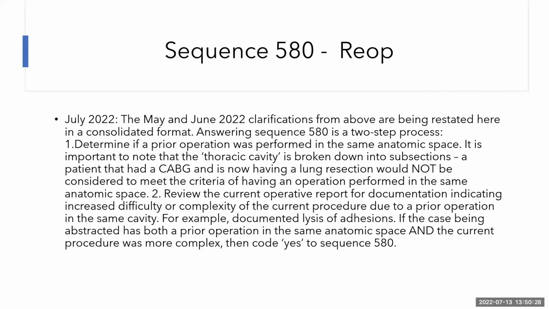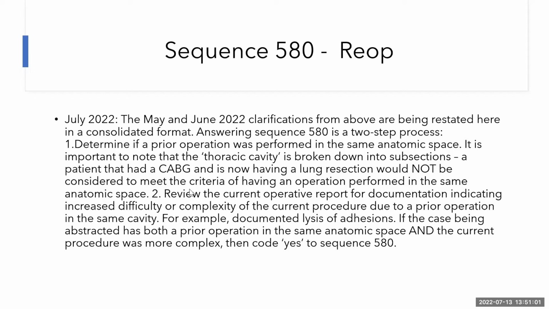If you look in the training manual, there's a colored diagram that's helpful for delineating those different spaces. So first, you'll look at step one, and if you did have a prior operation in the same anatomic space, then you'll move on to step two, which is to review the current operative report for documentation indicating increased difficulty or complexity of the current procedure due to the prior operation in that same cavity. So for example, documented lysis of adhesions.